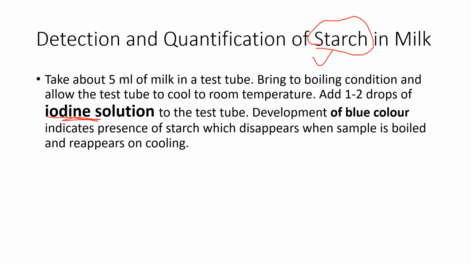This is very straightforward. Take notes of everything: the adulterant used, the reagent used, and the color. At most they will test you on these three things. When starch is added to iodine solution, it gives a deep blue color. When the sample is boiled, the blue color disappears and it reappears on cooling. That is extra information. Just remember starch, iodine, and blue color.